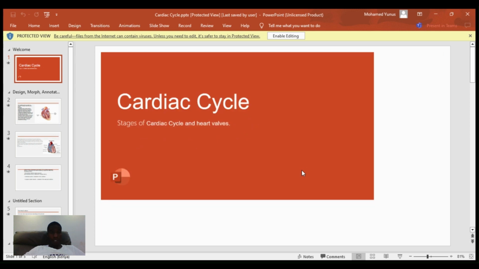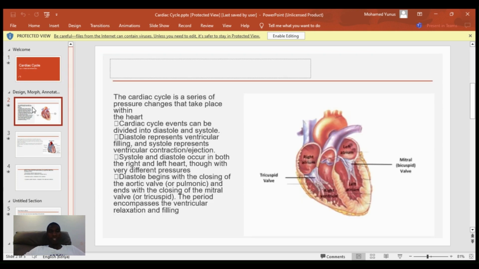We're going to start with the cardiac cycle, then we'll finish with the heart valves. The cardiac cycle is a series of pressure changes that takes place within the heart. Cardiac cycle events can be divided into diastole and systole. Diastole represents ventricular filling and systole represents ventricular contraction.